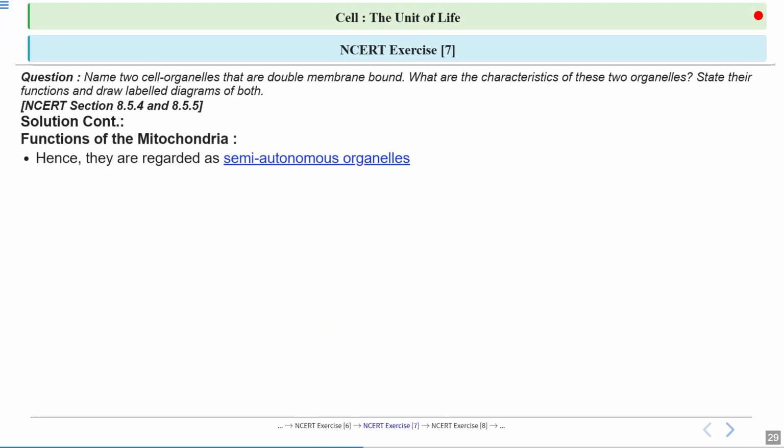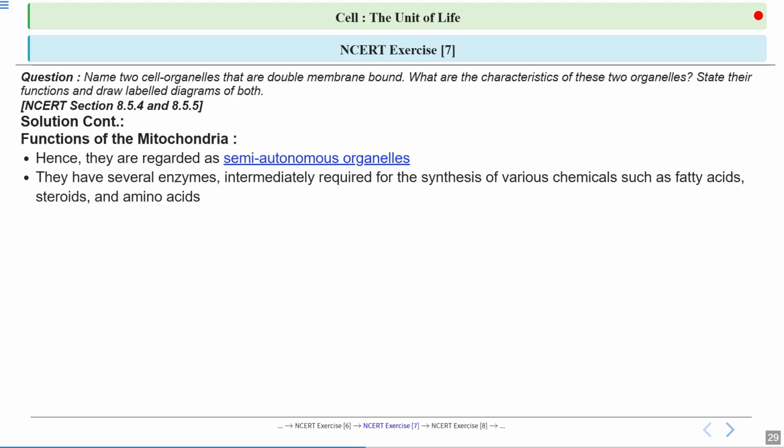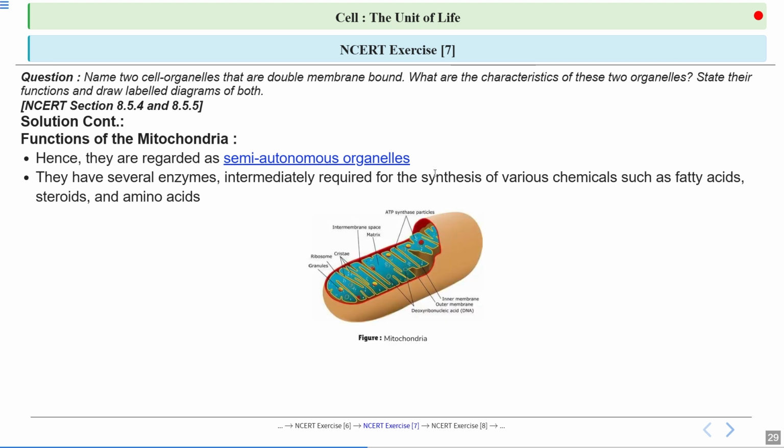They are semi-autonomous organelles because they can synthesize their own proteins as well. Some of the proteins are synthesized by the nucleus, but they can also synthesize their own proteins because they have their own DNA. They are semi-autonomous organelles. They have several enzymes which can carry out various biochemical reactions such as fatty acid metabolism, and a lot of other biochemical reactions.